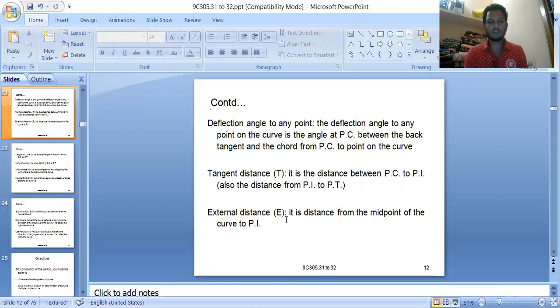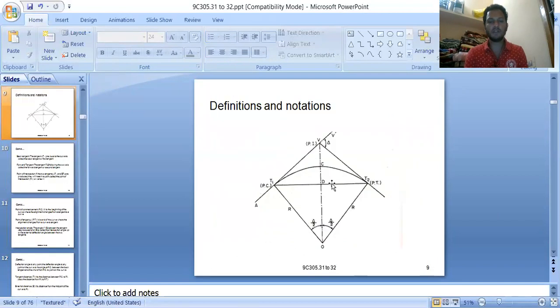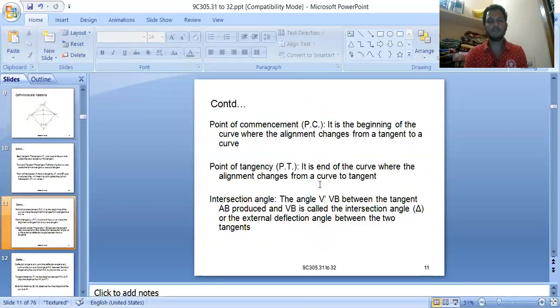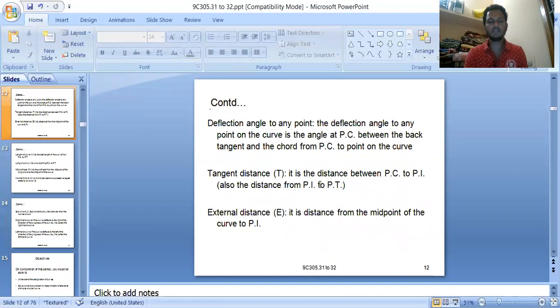And we have external distance. It is the distance from the midpoint of the curve to the point of intersection. We have the midpoint here and the point of intersection. This is called external distance E.